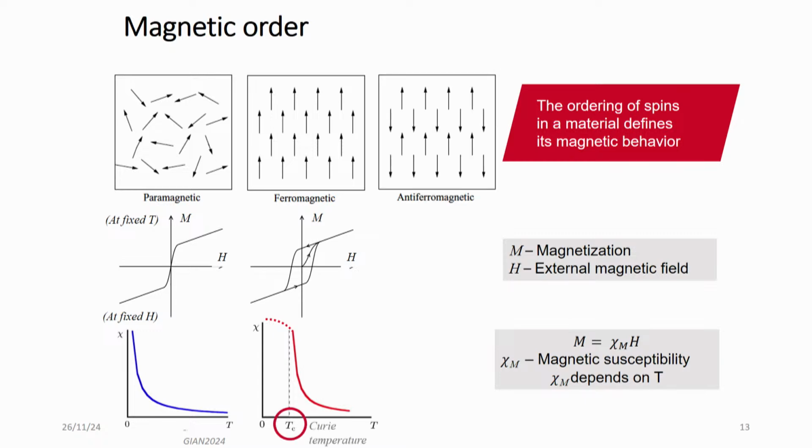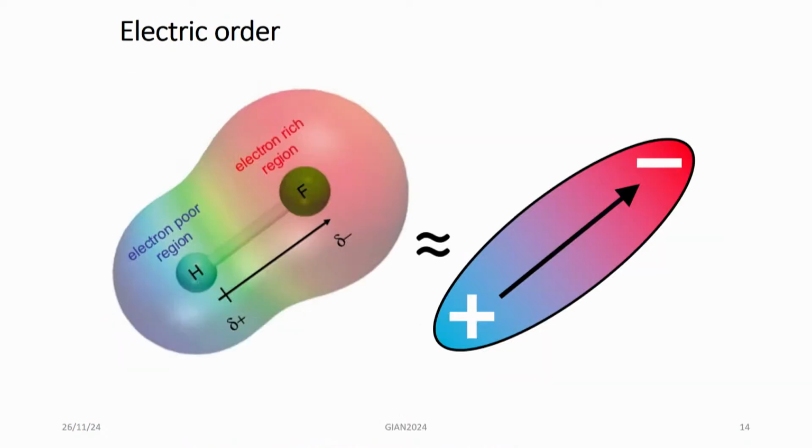Similarly, in antiferromagnetic materials, spins are anti-parallel, and the critical temperature is named the Néel temperature. It is the equivalent of the Curie temperature, but for antiferromagnetic materials, and beyond the Néel temperature the material behaves like a paramagnetic material, right. So this is the magnetic ordering which we can use.